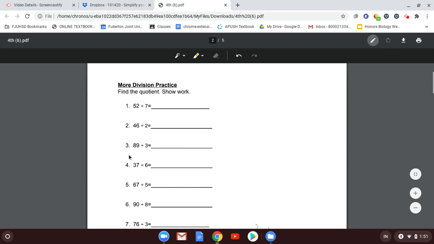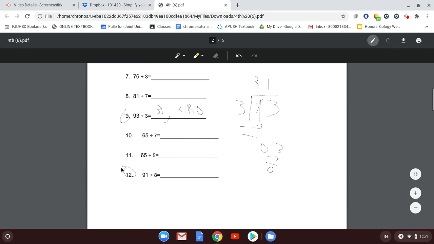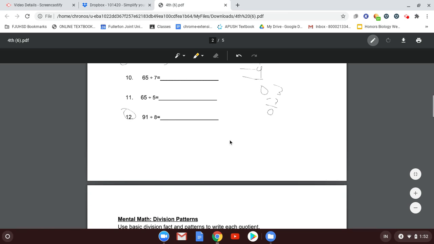And let's try doing number 12. So 91 divided by 8. So that's 1, 1, 1. 11 minus 8 is 3. Therefore, the answer would be 11, remainder 3. Okay.